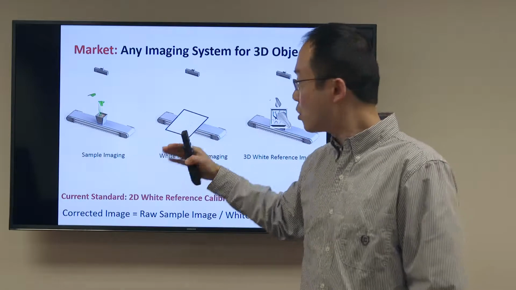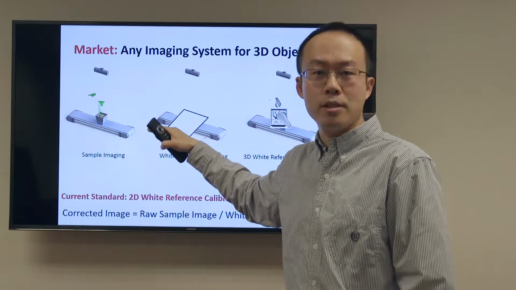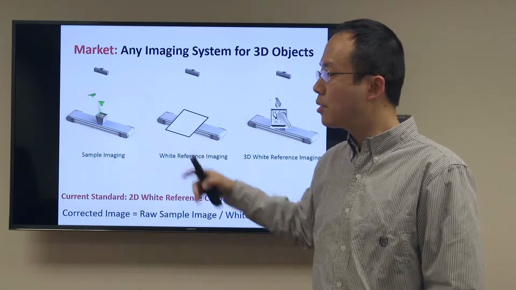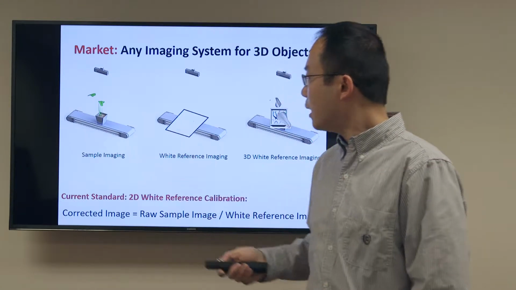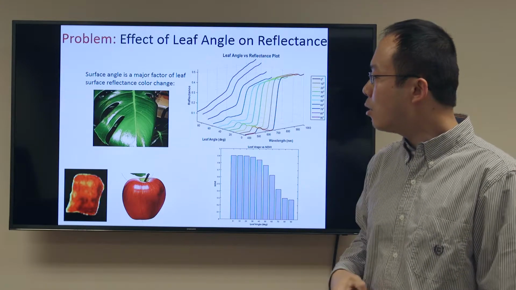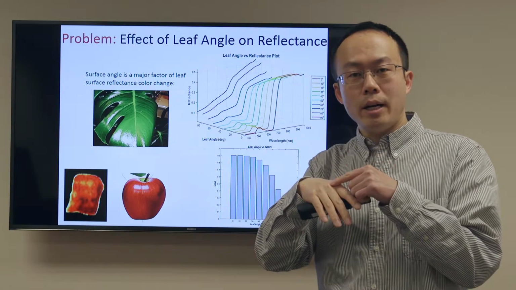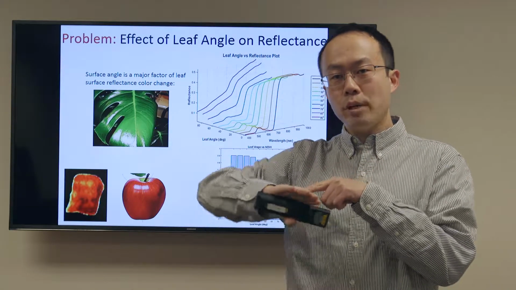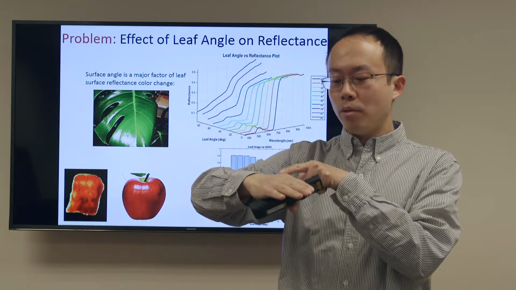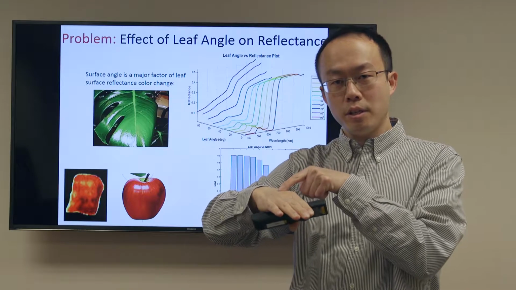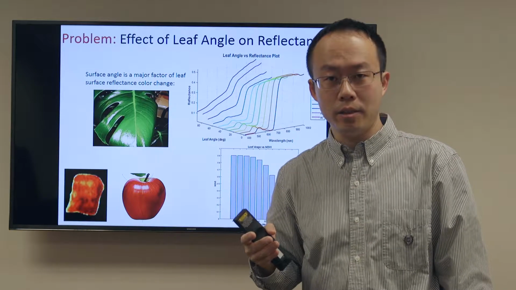So one problem is, where do we put the white flat tile? There is no best position to cover all the different heights. Another issue is the slope of the object. Let me show you some more information. For example, for this leaf, for the same pixel at the same position of the leaf, if we image the leaf at a normal direction, and compare that to the image when it is imaged at a tilted direction, the color reflectance changes dramatically.